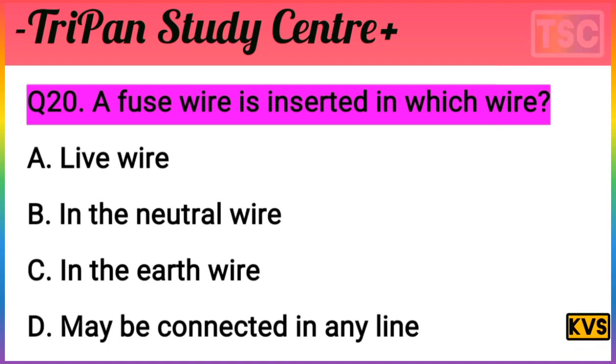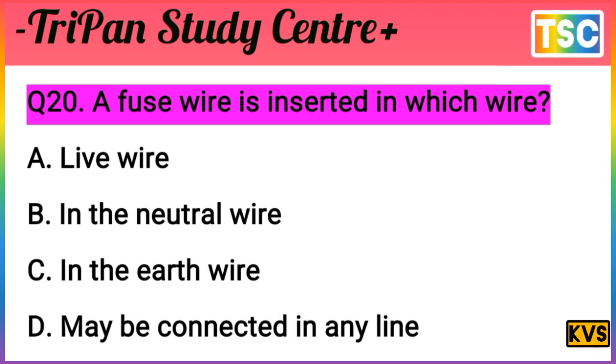You know that the fuse wire is inserted only in the live wire. It means the positive wire. It means option A is correct. Option A, live wire, which means the positive wire. That's an important answer for this question.